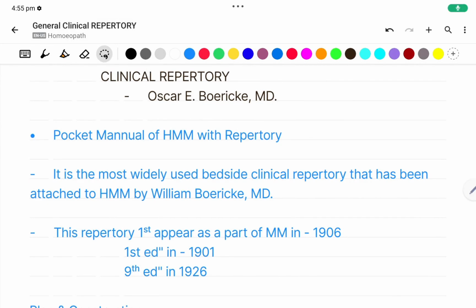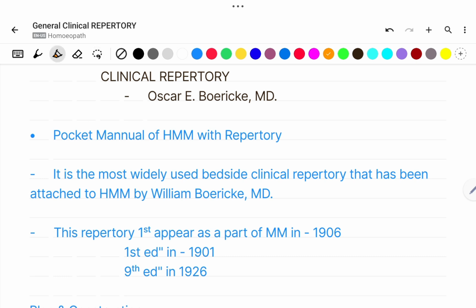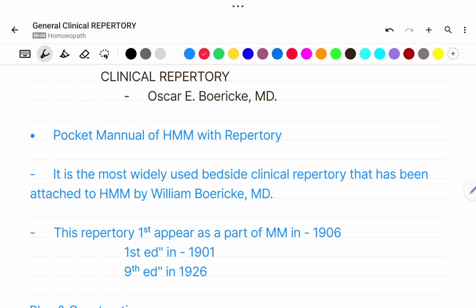Hello everyone. Today we will study Clinical Repertory by Oscar E. Boericke. It is also known as Pocket Manual of Homeopathic Materia Medica with Repertory. It is the most widely used bedside clinical repertory that has been attached to Homeopathic Materia Medica by William Boericke.